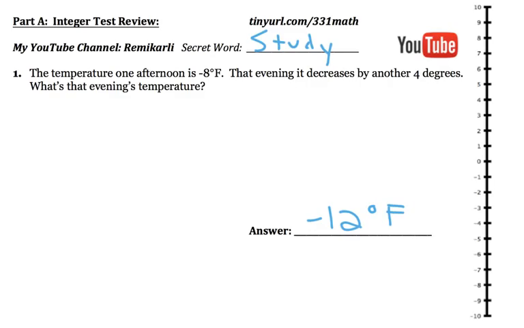Alright, so here we go. The temperature one afternoon is negative 8 degrees Fahrenheit. That evening it decreases by another 4 degrees. What's that evening's temperature? So the temperature is starting at negative 8 degrees, and then decrease means to go down. The way I think about it is decrease starts with the letter D, and that's the same as down, whereas increase happens to be up. So if we're decreasing by 4 degrees, we are subtracting 4 or going down 4.